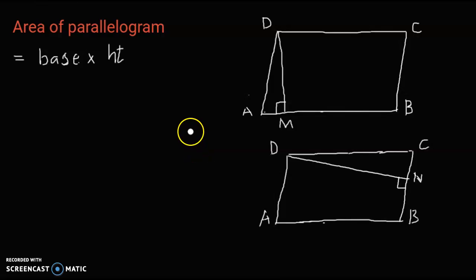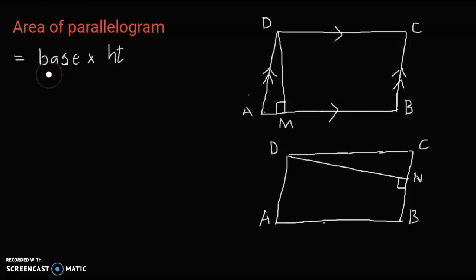Okay, area of a parallelogram. What is a parallelogram? ABCD, where AB is parallel to CD. This is how you show this. And AD is parallel to BC. In a parallelogram, the opposite sides are parallel and equal. That is the definition of a parallelogram.